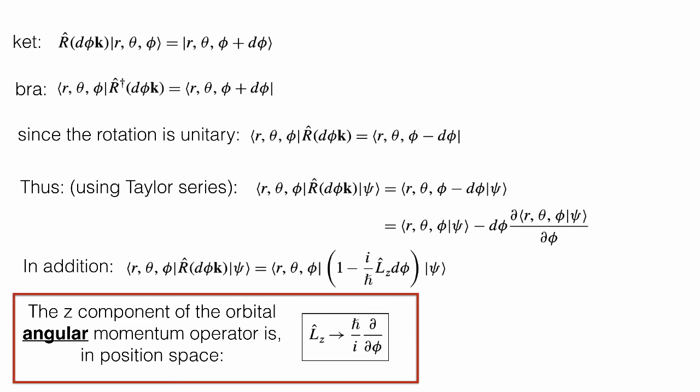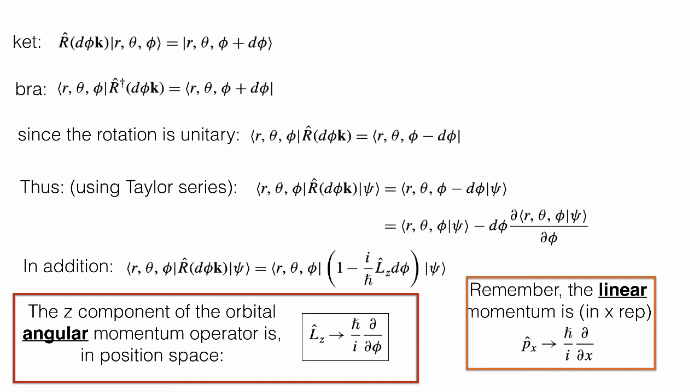So we understand it exactly the same way as we understand the linear momentum, for which the translation along the x-axis is the derivative with respect to x. So you see here, in the x representation we have px, which is the derivative, and in spherical coordinates, we find that the representation of Lz, the generator of rotations, is given similarly by h bar over i times the first derivative with respect to the angle phi.